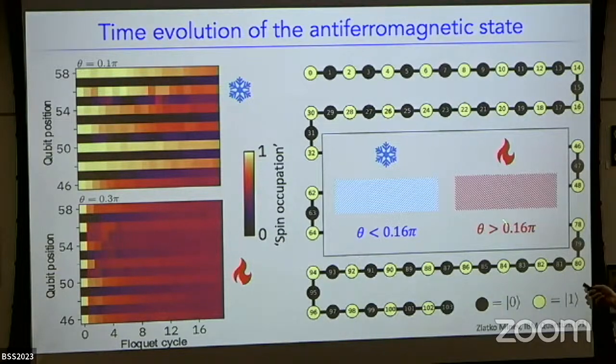In one case, when theta is high and presumably you're ergodic, I've zoomed in on, I don't want to show you 100 spins because that's just too much data. Let's just zoom in on 10 spins in the middle of the chain. You notice half of them start in the one state, and as time goes on, the pattern basically is lost. The memory of the initial state is gone. On the other hand, the memory of the initial state in the MBL regime here for this smaller angle theta is much higher, right? You can see that the pattern hasn't yet vanished.